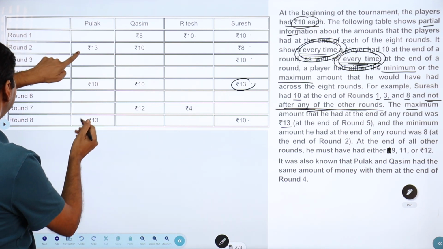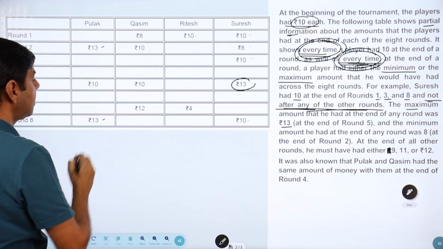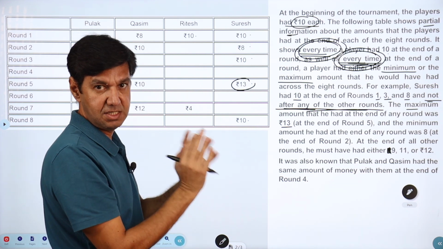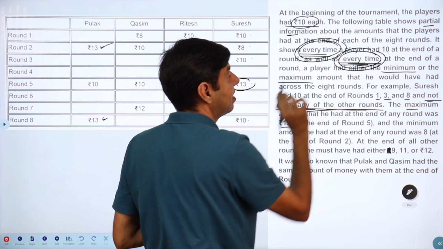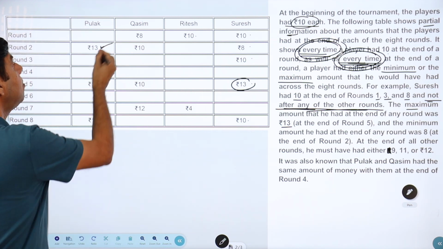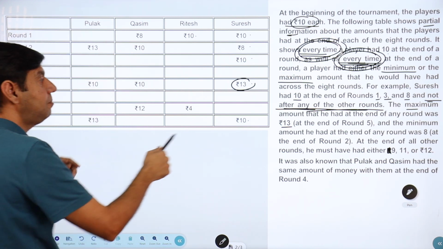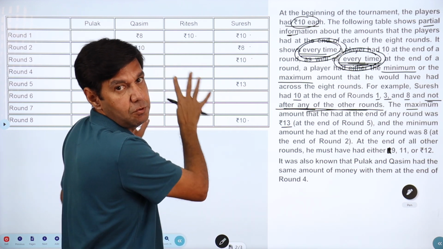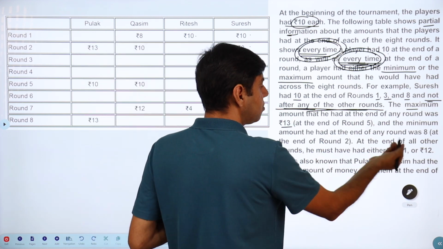If I look somewhere else, like Pulak, 13 and 13. So these are the only instances when he had the maximum, that is 13, every time. So the rest of them cannot be equal to 13, they have to be less than the maximum. If the maximum is repeated, it would be present over here. The same goes for the minimum.